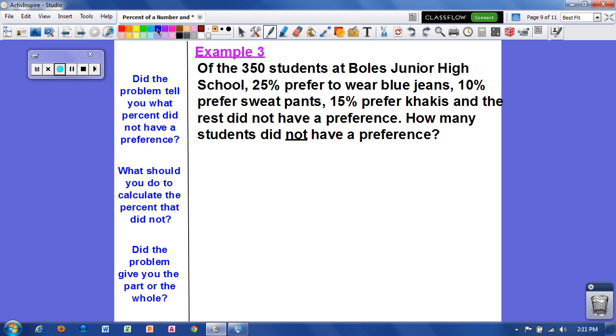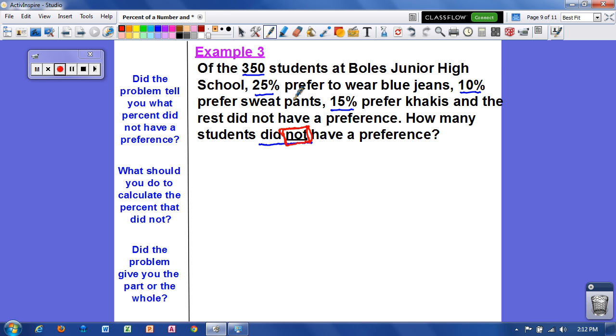All right, example 3. Of the 350 students at Bowles Junior High School, 25% prefer to wear blue jeans, 10% prefer sweatpants, 15% prefer khakis, and the rest did not have a preference. How many students did not have a preference? I always tell you guys, when you see this, "not," we want to know who did not have a preference.